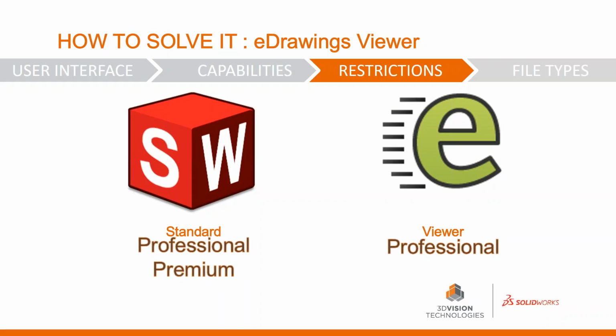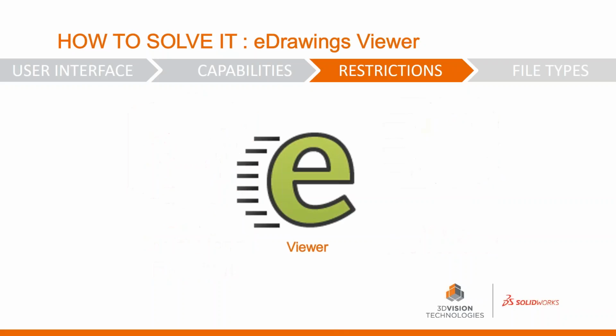With the SOLIDWORKS Professional and Premium versions, eDrawings Professional comes included. The viewer, who's going to need the viewer? Maybe if you only have SOLIDWORKS Standard, or you're a department that doesn't have SOLIDWORKS, or a vendor who doesn't have SOLIDWORKS but needs to view those files. Maybe the free eDrawings viewer is something you could download. You can also purchase the professional version. But we want to focus on the eDrawings viewer here and look at what the limitations are there.